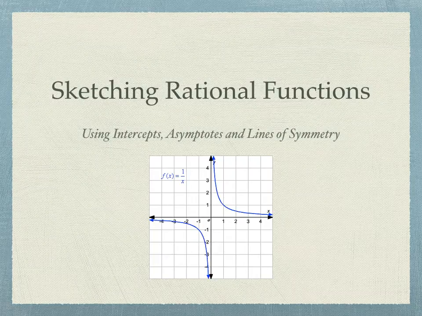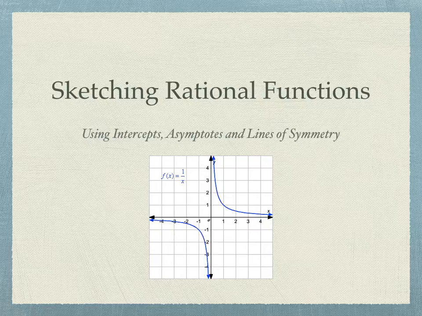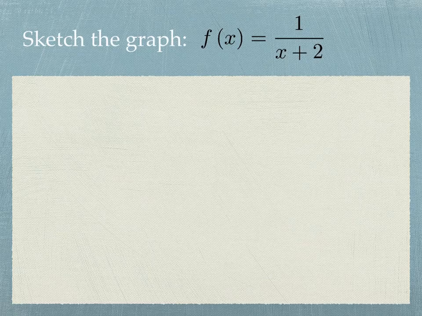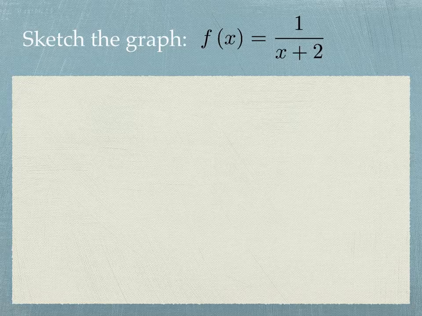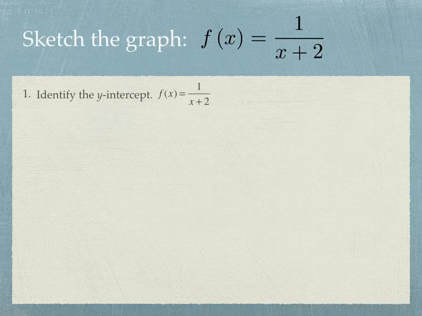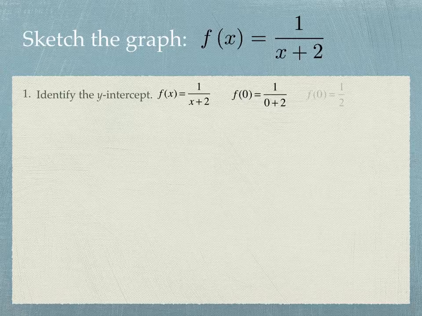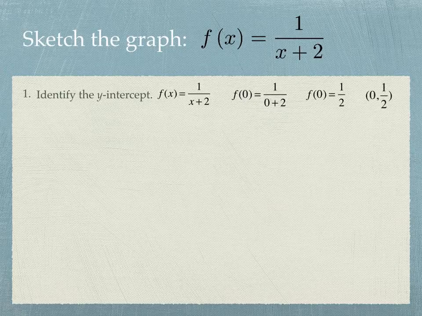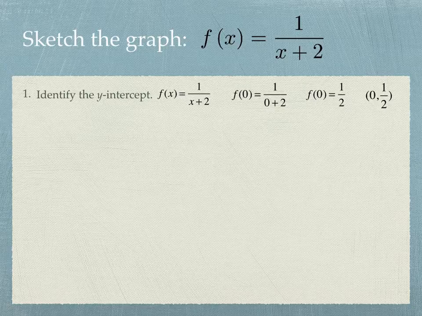Sketching rational functions using intercepts, asymptotes, and lines of symmetry. Our example is to sketch the graph f of x equals 1 over x plus 2. So we can start by identifying the y-intercept, and we do that by setting x equal to 0, and we simplify the expression, and we find out that our y-intercept is (0, 1/2).